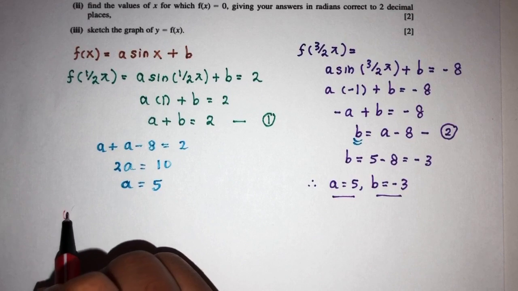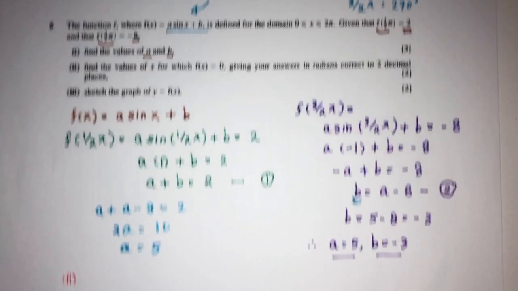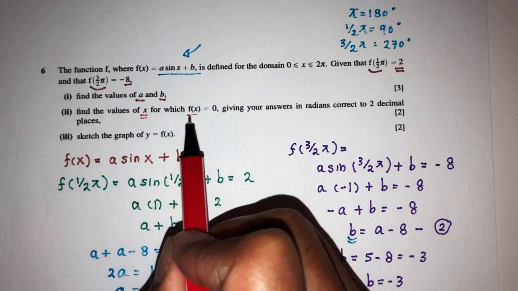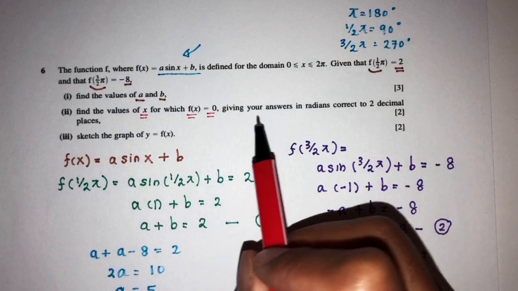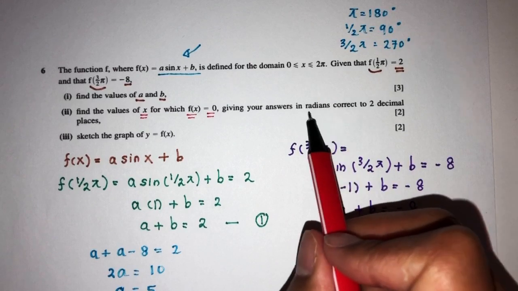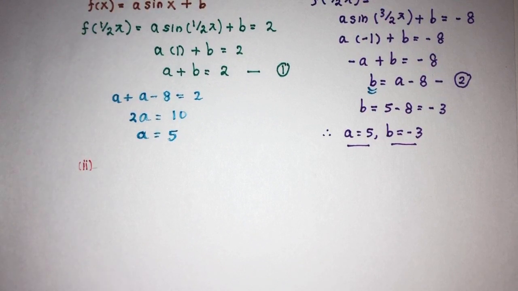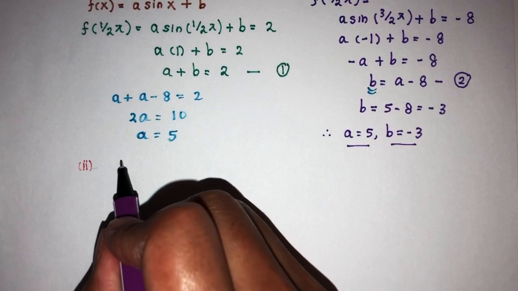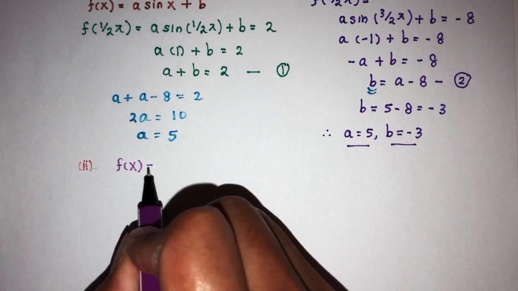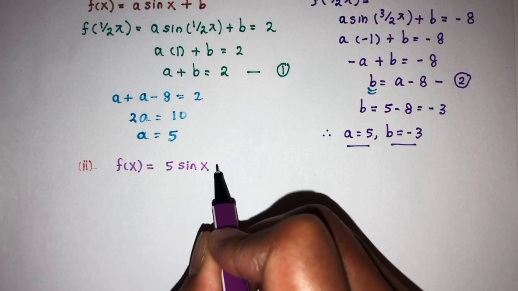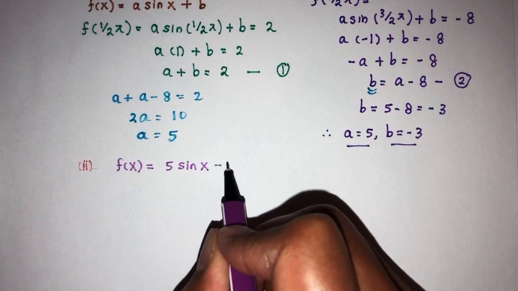Now for part 2 of the question. So find the values of x for which f of x equal to 0, given your values in radians, correct to 2 decimal places. So pretty easy. Now we know exactly what f of x is, right? Because we just solved the equation, we know what we have. So f of x was found to be a is 5 sine of x plus b is minus 3.